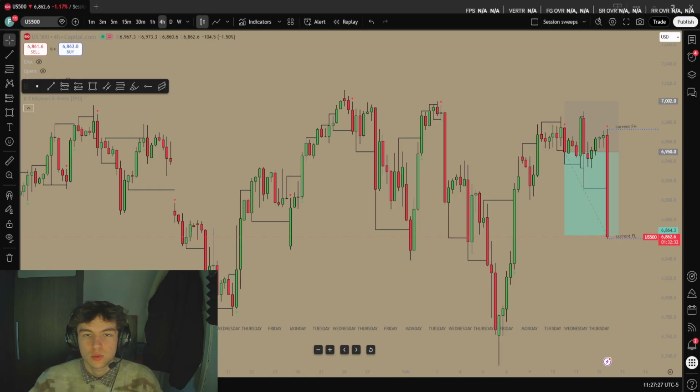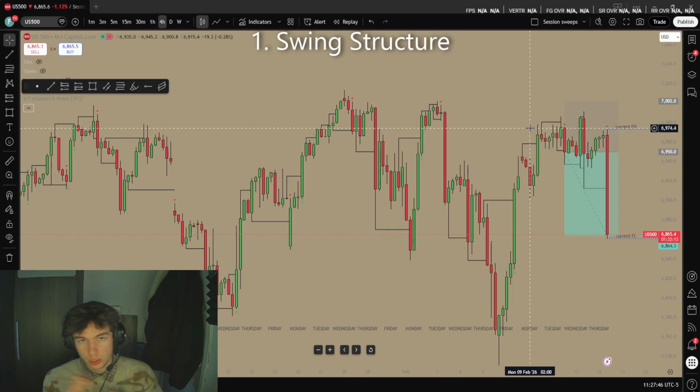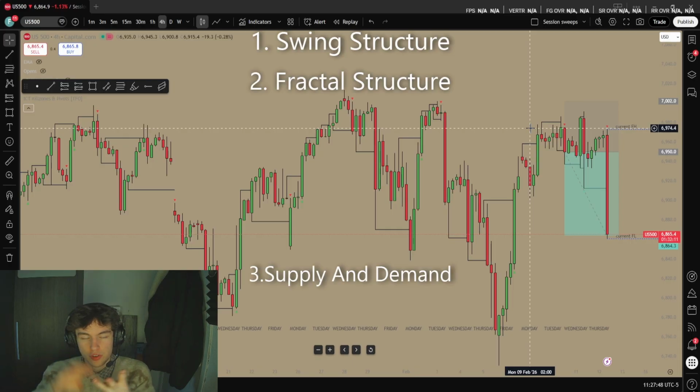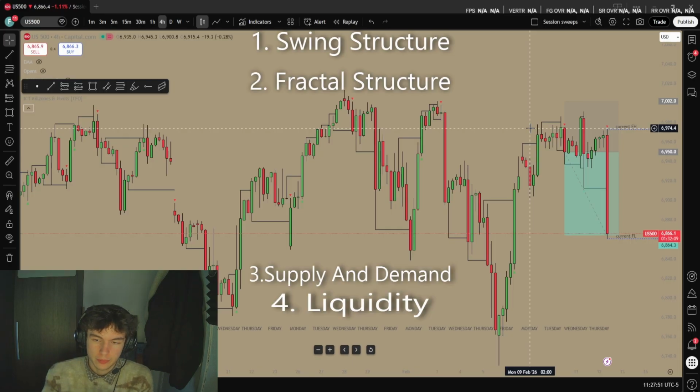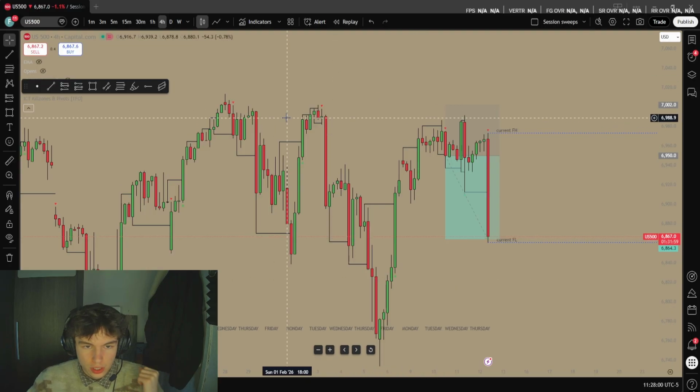This is the strategy that I use because I'm still in school. I'm getting payouts, I'm getting certificates, this is the best strategy out there in the game. The only thing that we're gonna need is swing structure, fractal structure, supply and demand, and liquidity. Let's start with the first step.